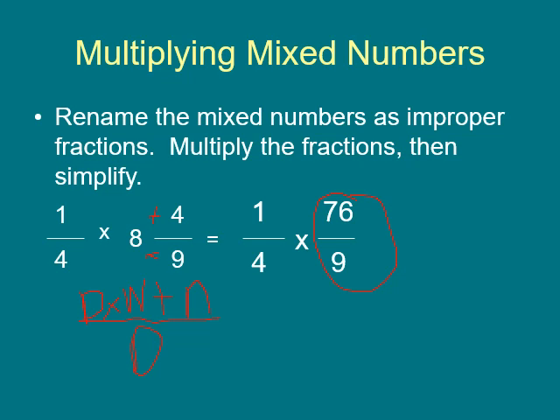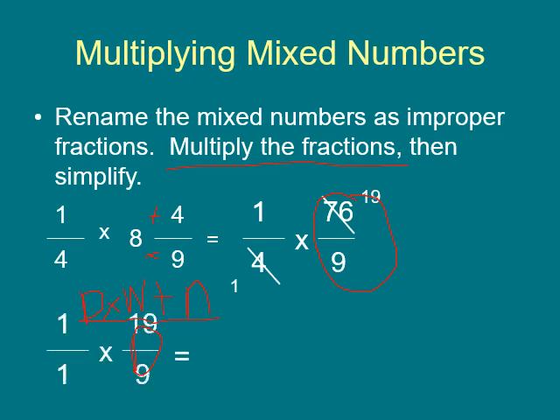Okay? Diyan na ba tayo nagtatapos? No. We will multiply the fractions, then simplify. So, dito muna tayo sa pagmumultiply ng fraction. Okay? Using simplifying before multiplying, anong gagawin natin? Ika-cancel natin si 4 and 76 because there is a common factor which is 4. Okay? Si 4 naging 1, si 76 naging 19.